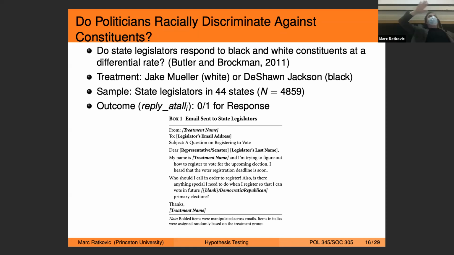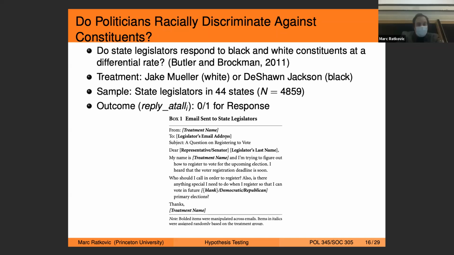Okay. Where do these names come from? When you generate names like this, you go to the Census Bureau, and they actually list first and last names by the race that corresponds with them: Asian, Hispanic, African American, and so forth. They sent the sample in four states, later in four more states. So that's 4,159 legislators. And the outcome is whether they responded, measured by how many people replied to this email. Here's the email.